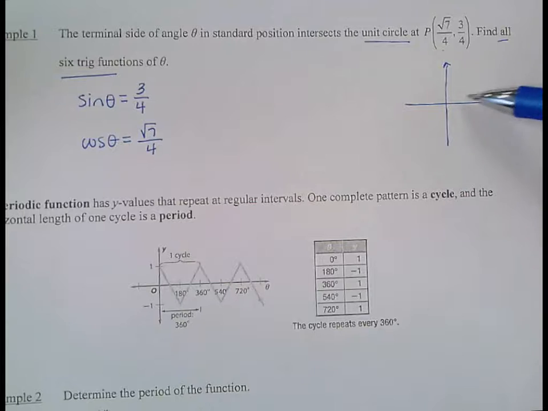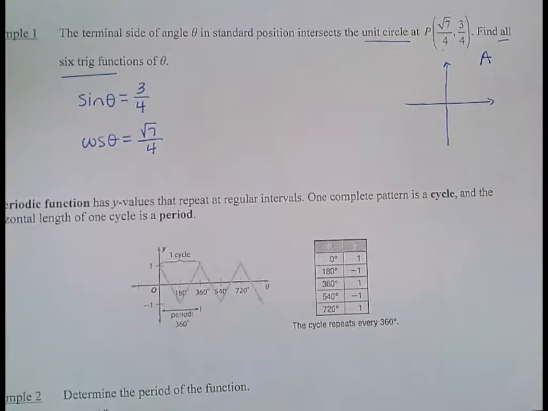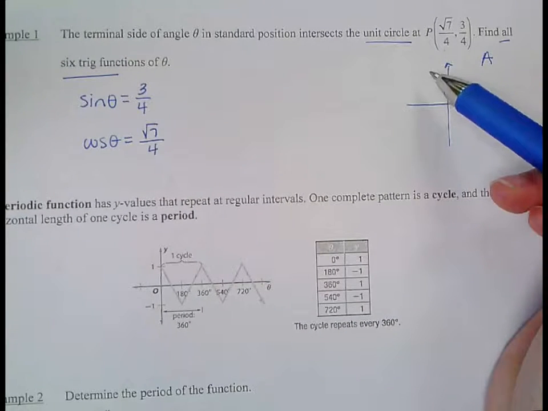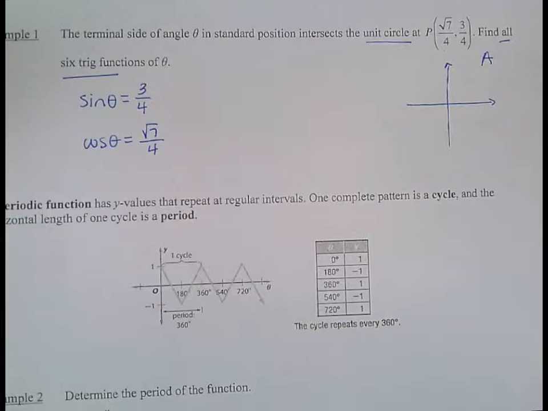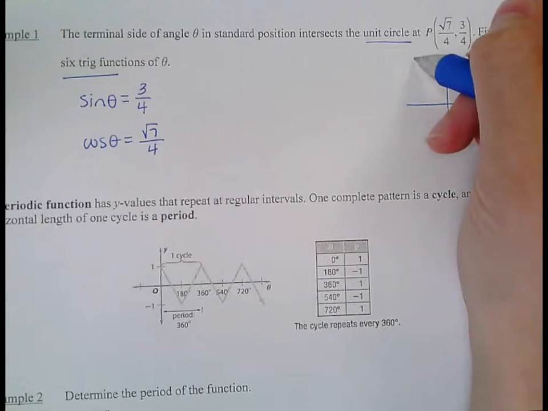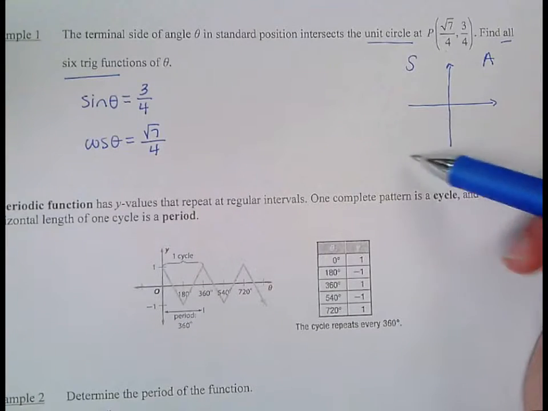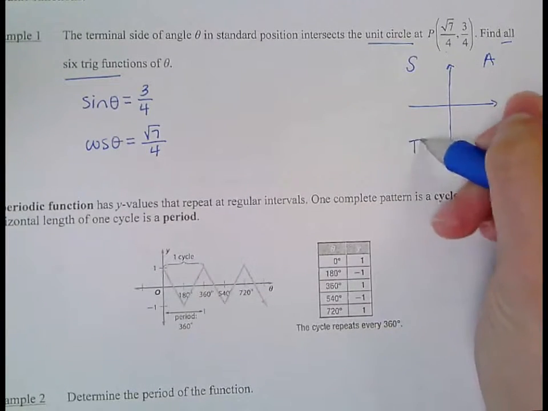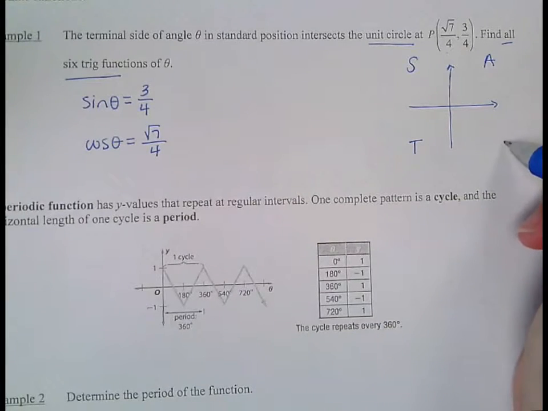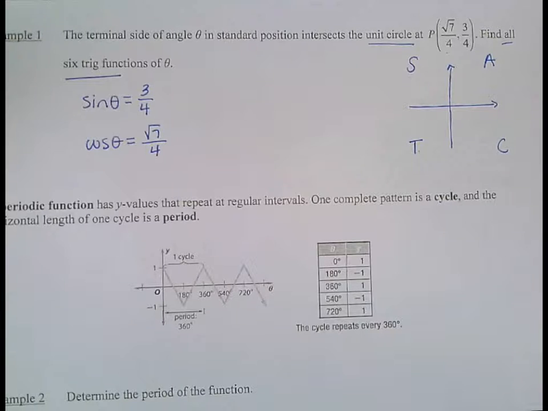So in quadrant 1, what trig functions have a positive value? All of them. In quadrant 2, sine is positive. In quadrant 3, tangent, and in quadrant 4, cosine. So all students take calculus. Those are the trig values that are positive in those quadrants.